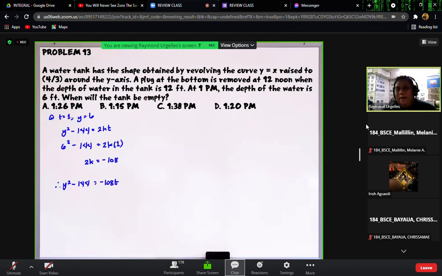So gusto nating malaman kailan siya magiging empty. So if the tank is empty, then y is equal to 0. So by substitution, we will get negative 144 equal to negative 108t. So t will be equal to 144 divided by 108. Okay, so then that is 4 over 3. So in mixed number, this is 1 and 1/3. Okay, okay ba?